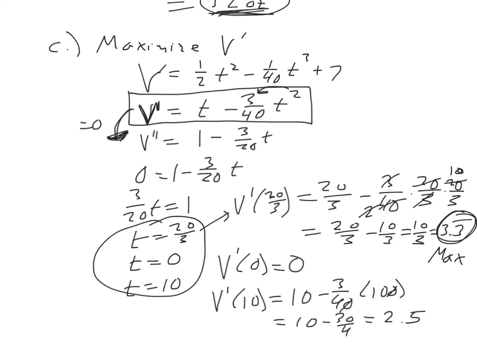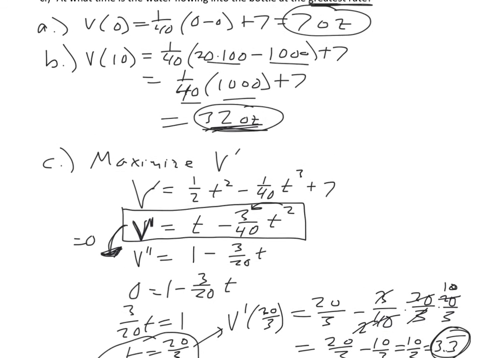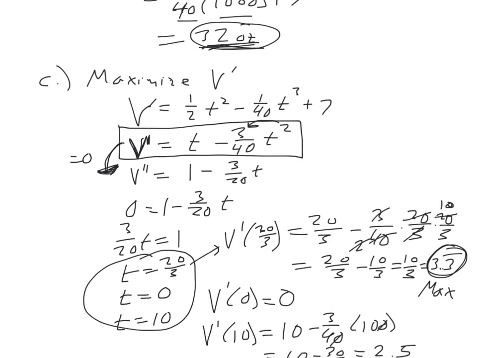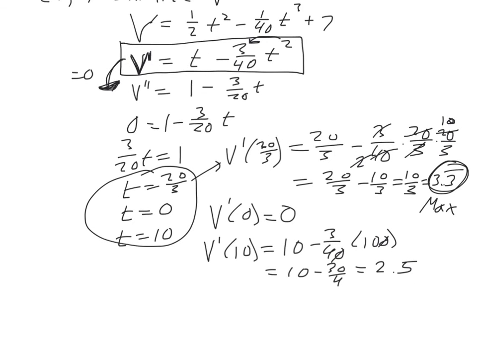But remember, I wasn't looking for the maximum rate. They wanted to know, when does this happen? I'm going to go back and double check that. Yep, this question says, at what time is the water flowing in at the greatest rate? So the answer to my question is that the water's flowing in fastest when the time is 20/3.